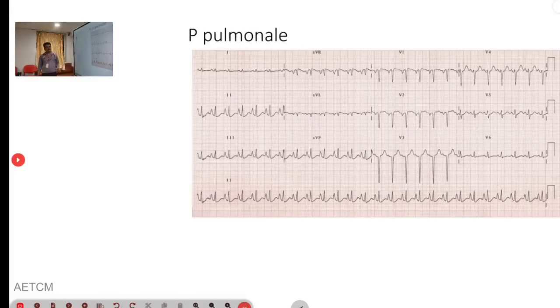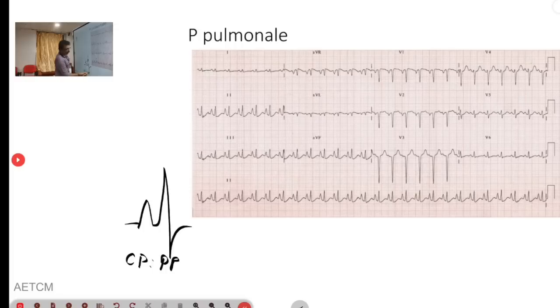Now what is this ECG? You can see the ECG here. The P waves are very tall. Suppose this patient has chronic COPD or interstitial lung disease, you will make a diagnosis of cor pulmonale. This ECG change is called P pulmonale. It is due to right atrial enlargement. So, a very tall peaked P wave.